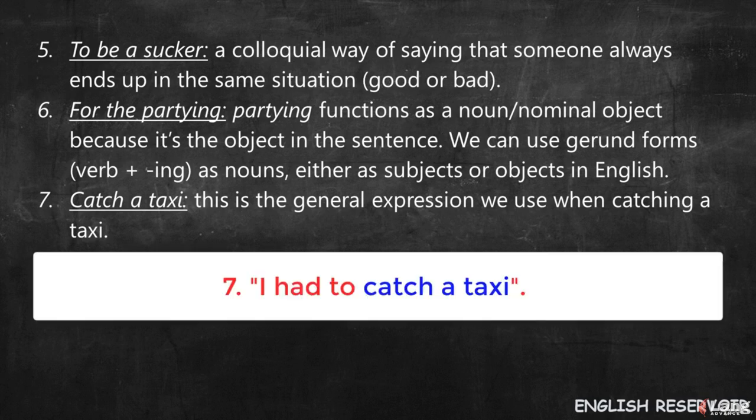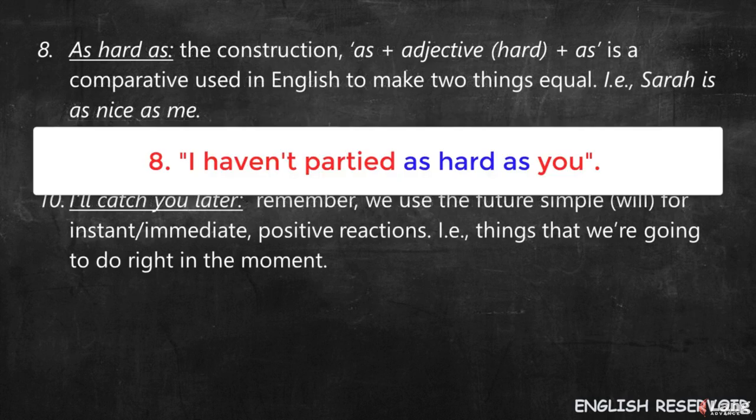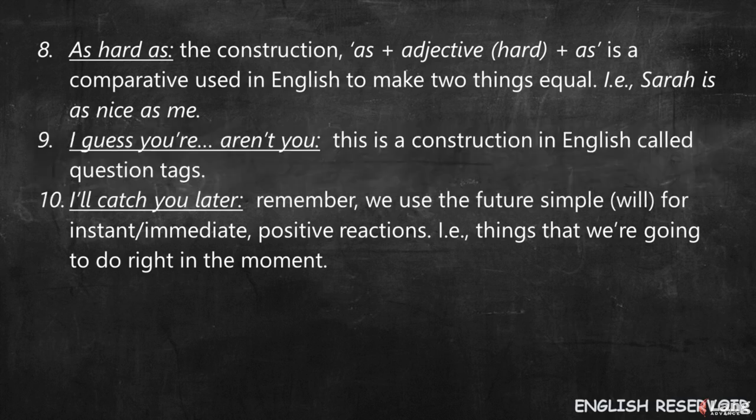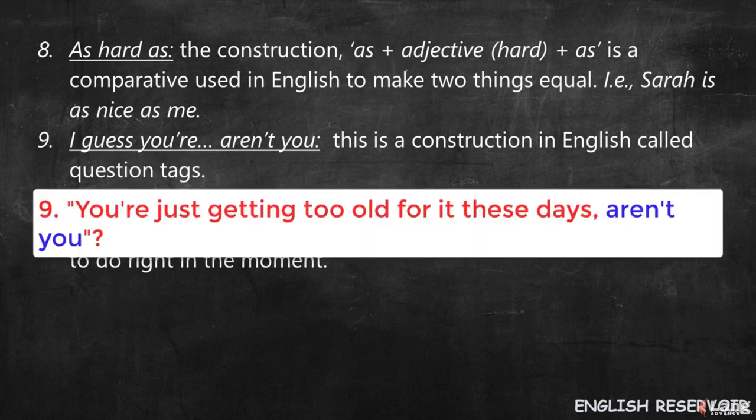7. Catch a taxi. This is the general expression we use when catching a taxi. 8. As hard as. The construction as plus adjective plus as is a comparative used in English to make two things equal, i.e., Sarah is as nice as me. 9. I guess you're, aren't you? This is a construction in English called a question tag.